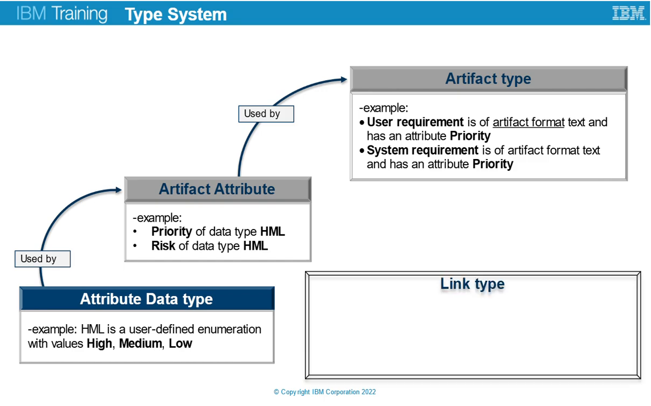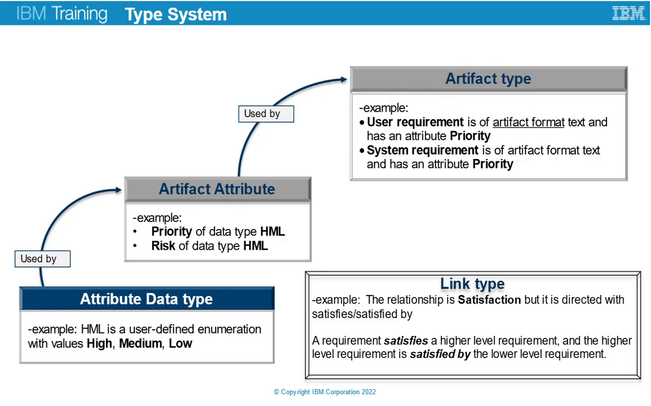A link type is a definition of a relationship between artifacts. Link types have a name and relationship labels. A common example is the satisfaction link. A high-level requirement is satisfied by a lower-level requirement, and a lower-level requirement satisfies a higher-level requirement. Links are bidirectional.